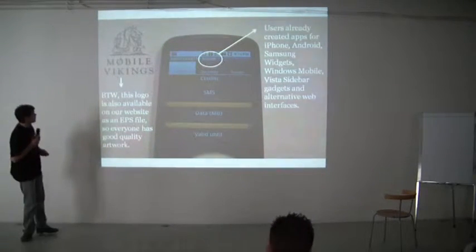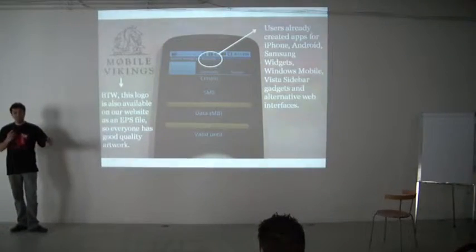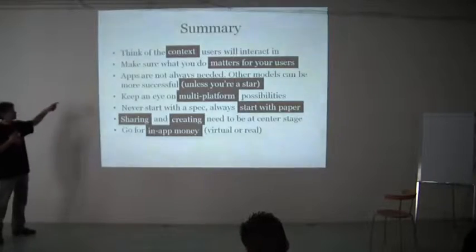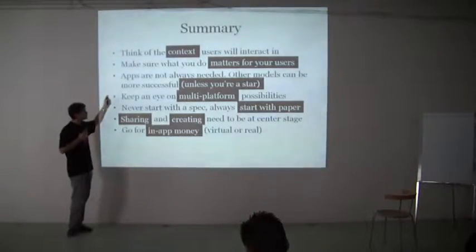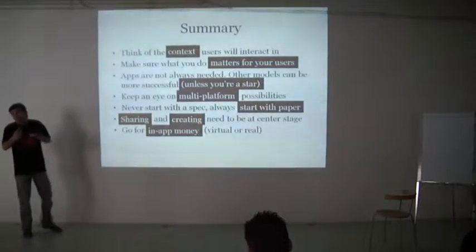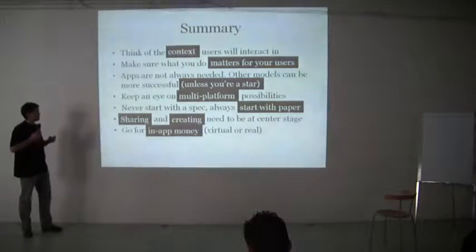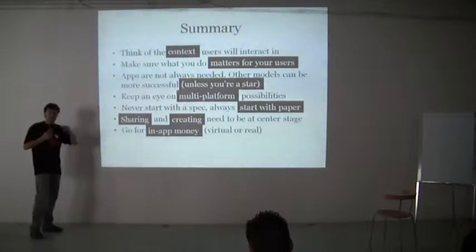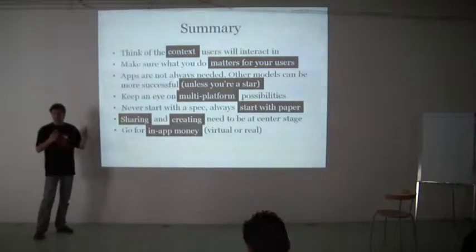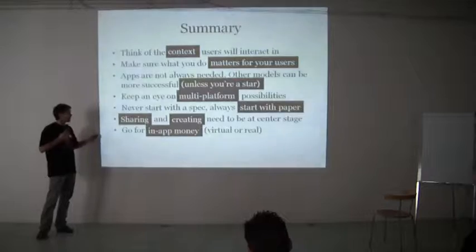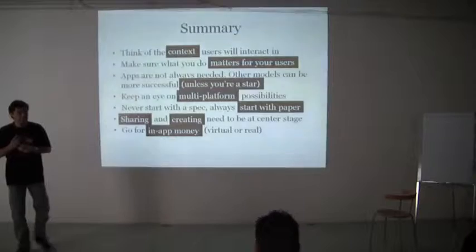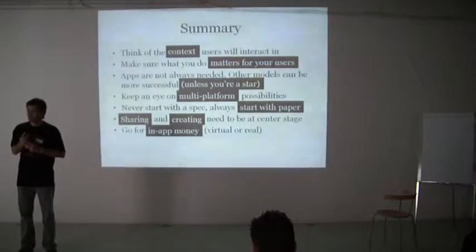So this basically was what I had to say, a few rules and things I think you should keep in mind when developing for mobile. Just to sum it up: think of the context of the user, think what matters to them, not to you. Apps are not always needed, unless you're a startup with one big app. And keep an eye on multi-platform possibilities, because there's definitely also this cross-compiler tool, etc. It can become very interesting. Never start with specs, always start with paper. Share it and create it, and make sure you go after it in advertising. So this was what I had to say. Thank you.